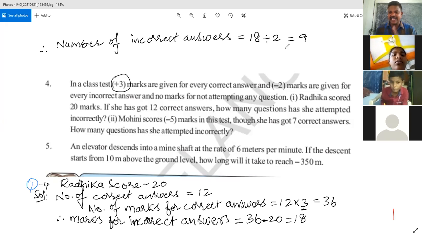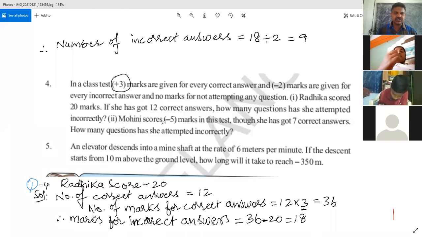For each incorrect answer, 2 marks get cut. So 18 marks are the marks lost for incorrect answers. But how many incorrect answers? To know, you just divide 18 by 2, that equals 9. So the number of incorrect answers is 9. Okay, this is about the first one. Then after this we will go for the second.